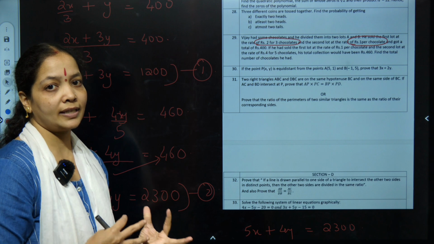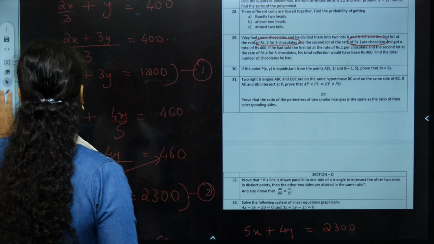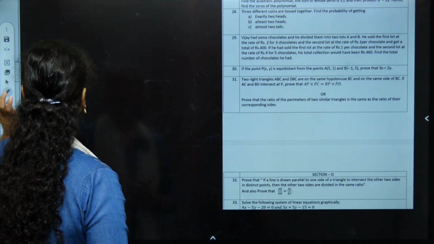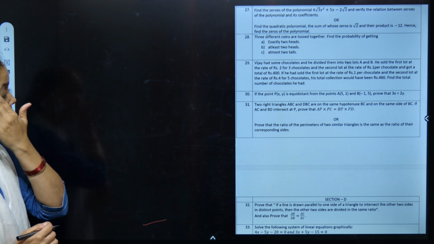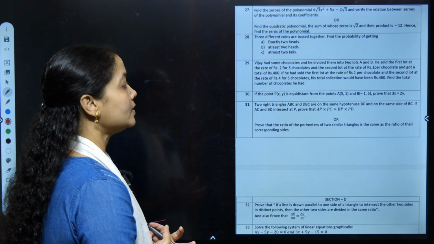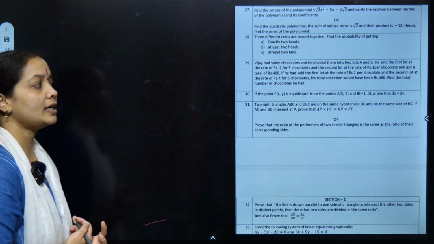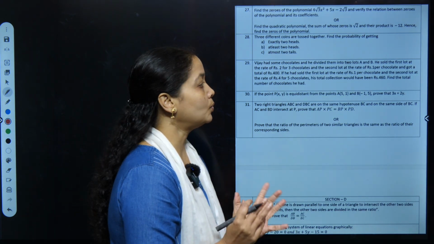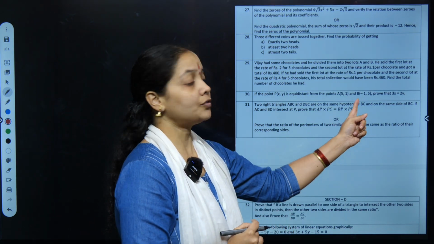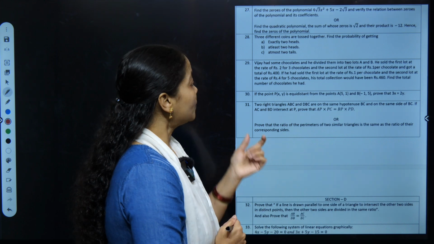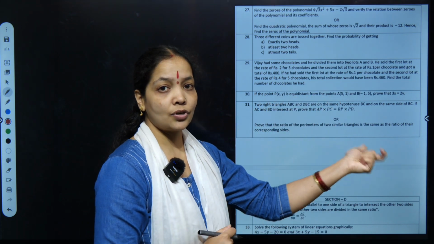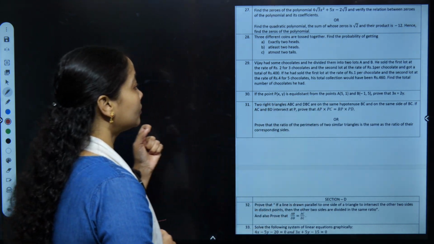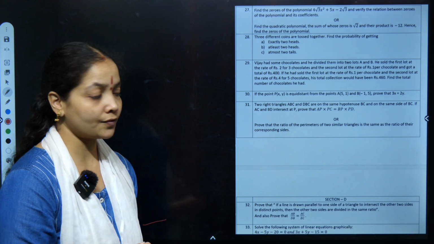Do it twice or thrice before attempting it. Going to the 30th one, the 30th question is: if the point P(x, y) is equidistant from the points A(5, 1) and B(-1, 5), prove that 3x equals 2y. Randomly, what we have to prove is given. The question is based on coordinate geometry and the concept to be understood is the distance formula.